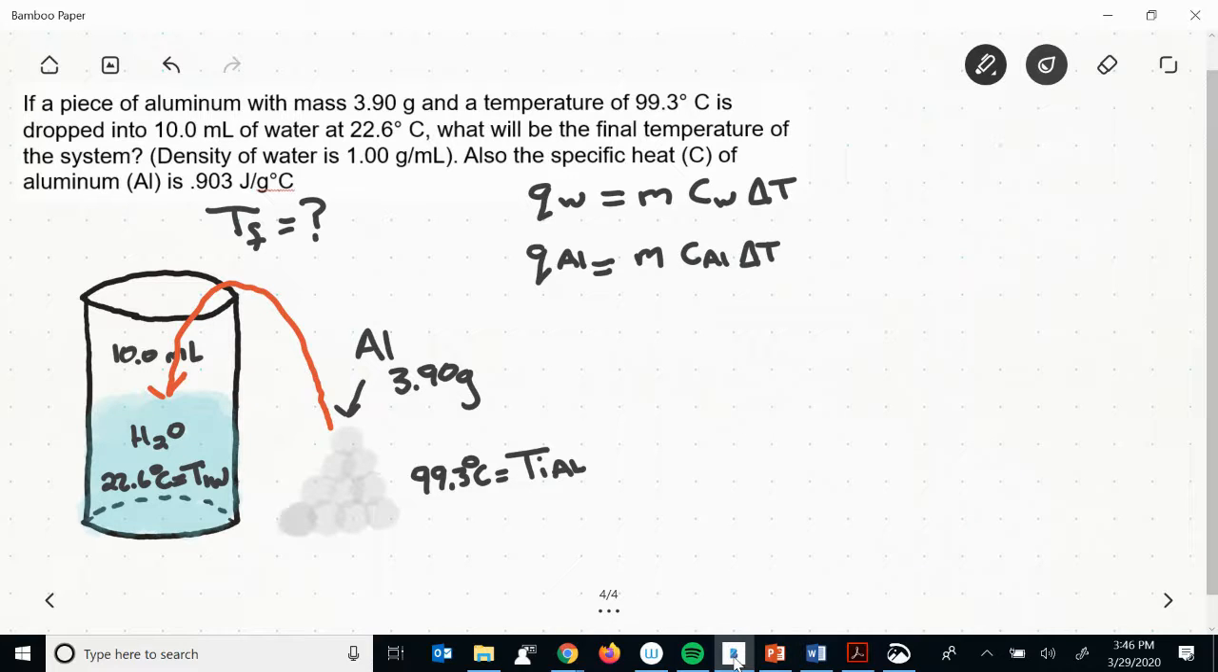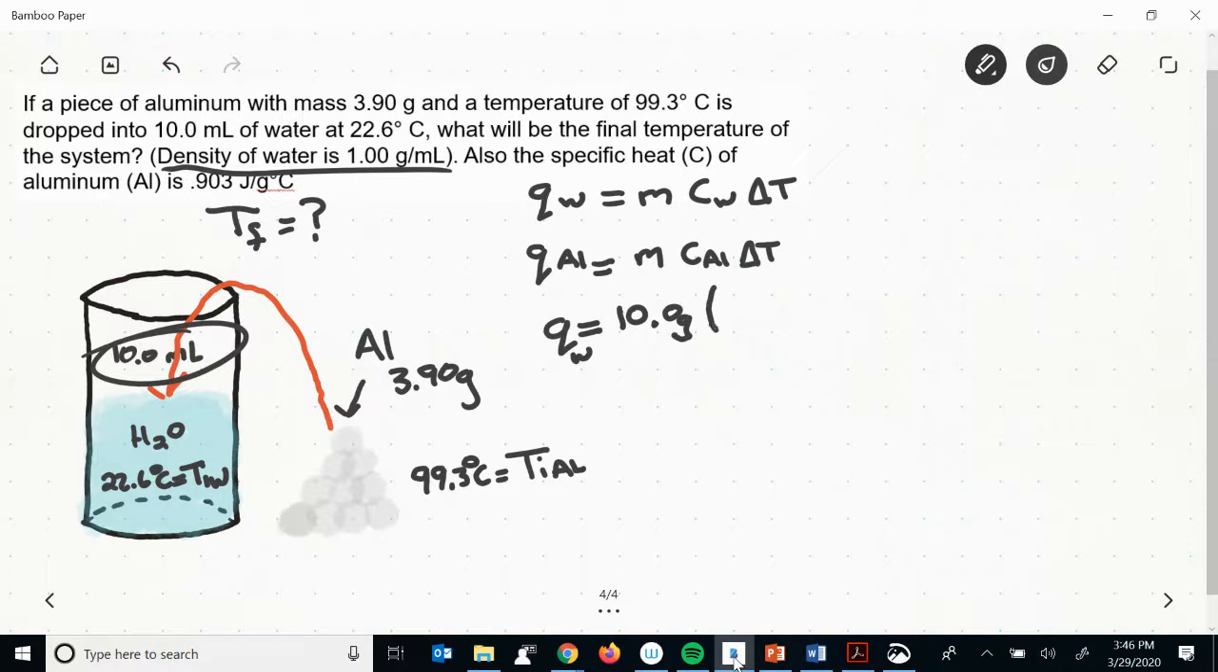If I wanted to calculate QW, the mass of the water, I've got to note one thing that is really important and is given in the problem, that the density of water is 1 gram per milliliter. Well, they tell us we have 10 milliliters, so that 10 milliliters is actually equal to 10 grams. This really only works for water because water's density is 1 gram per milliliter.